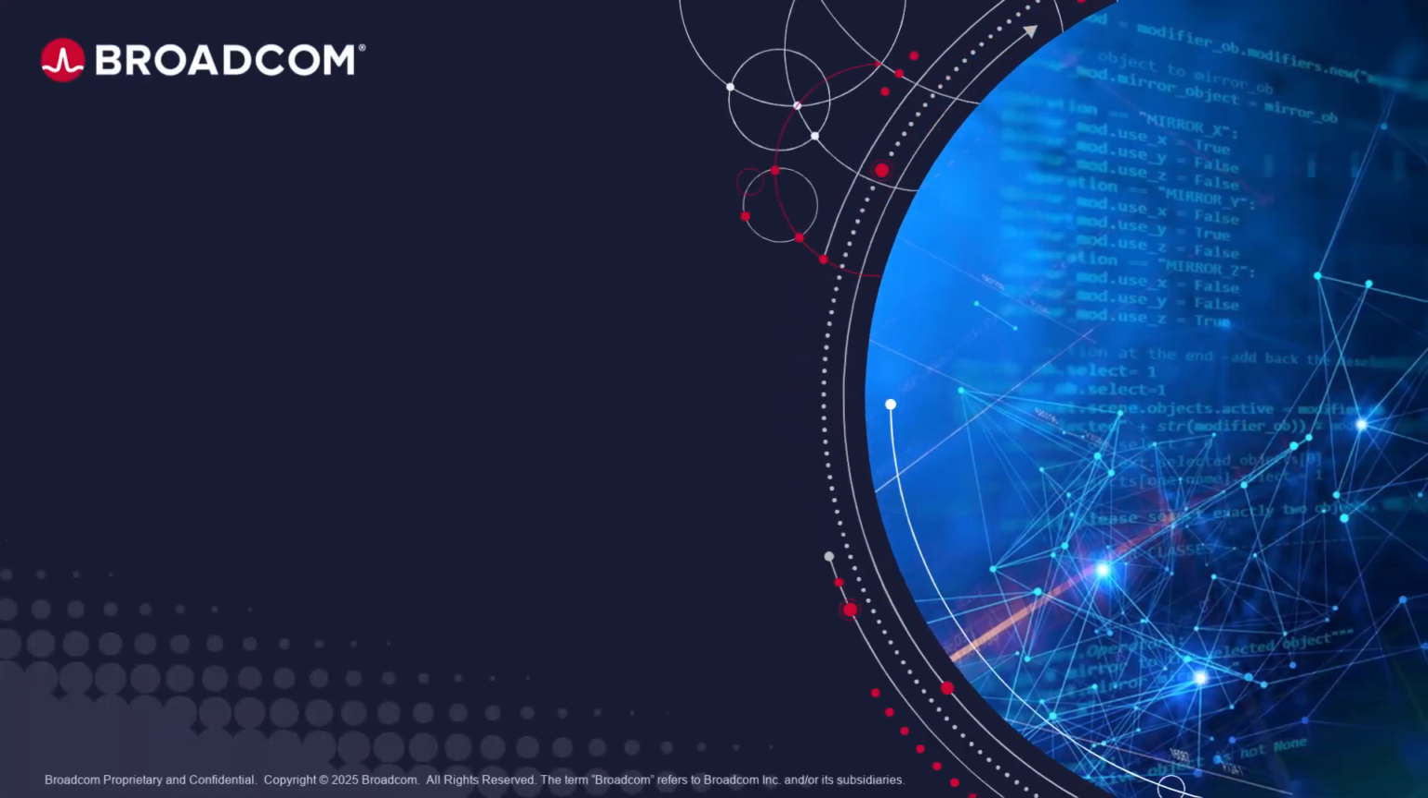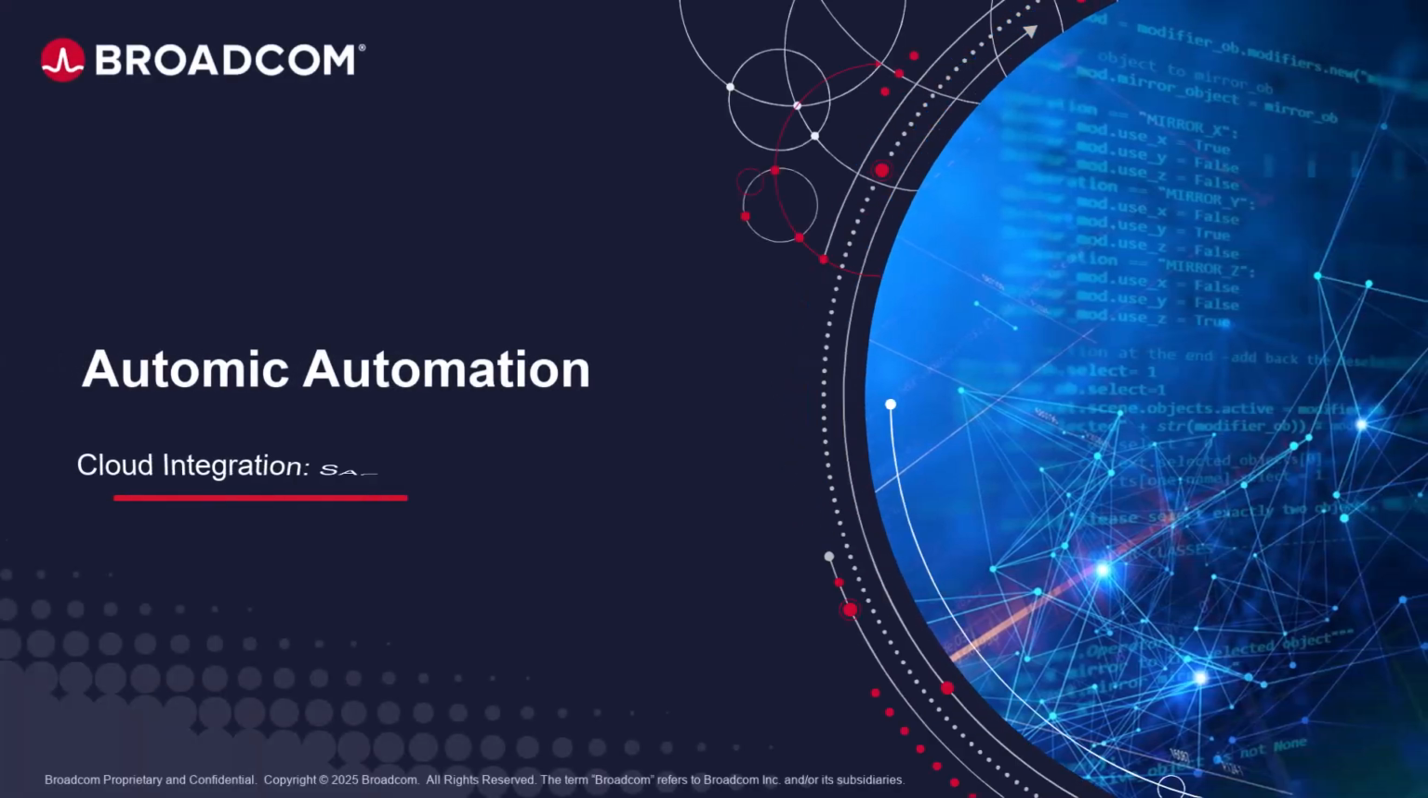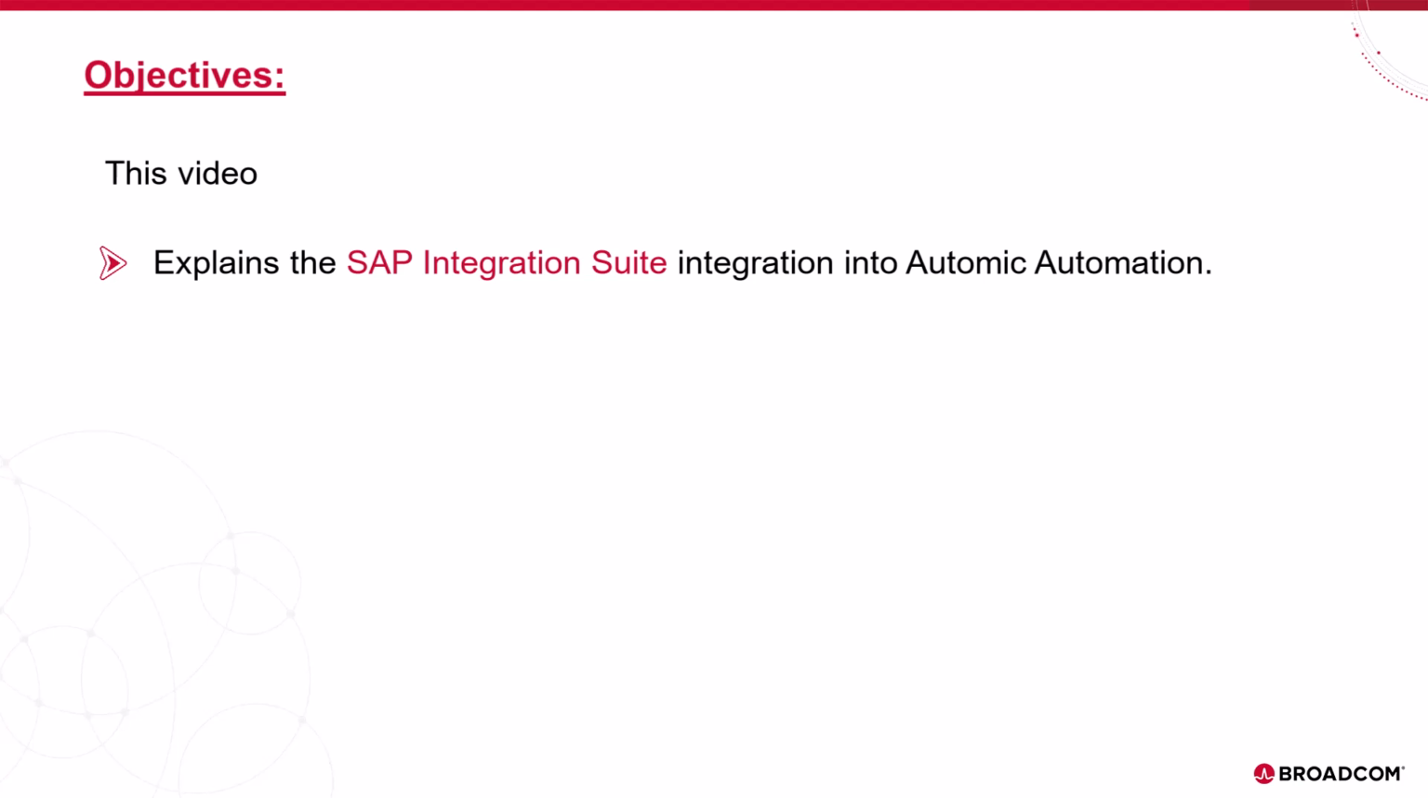Welcome to this video on the Automic Automation SAP Integration Suite solution. In this video, we will explain the SAP Integration Suite and its benefits for the Automic Automation user community. SAP Integration Suite is an enterprise resource planning (ERP) suite designed to support core business operations in real time.